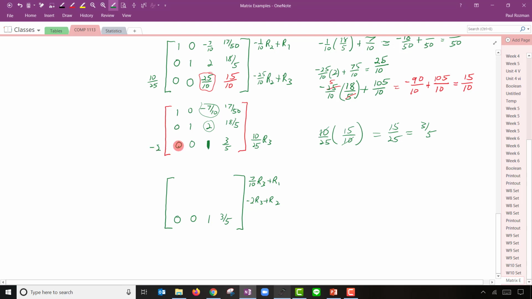-2 times 0 is 0, and 0 plus 0 is still 0. -2 times 0 is 0, and 0 plus 1 is still 1. -2 times 1 is -2, and -2 plus +2, which was strategically chosen, gives us a 0 here. And then the last one's the hard one, -2 times 3/5, and then add 18/5. So we get -6 over 5 plus 18 over 5, which is 12/5.